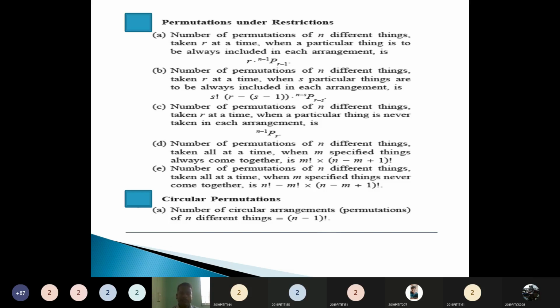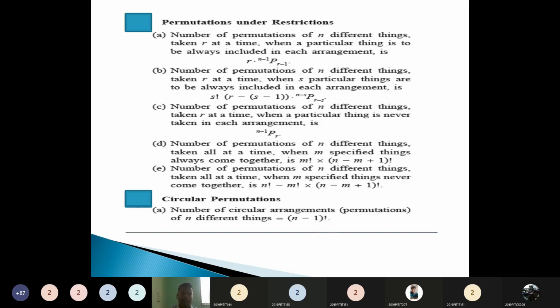Consonants are not together. Okay. So like that, they may raise it. For that case, you can go for these two formulas. Together, next one is not together. Particular objects or elements are not together. So like that, we have to take it up.